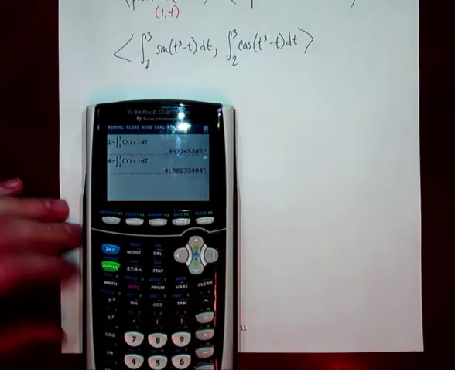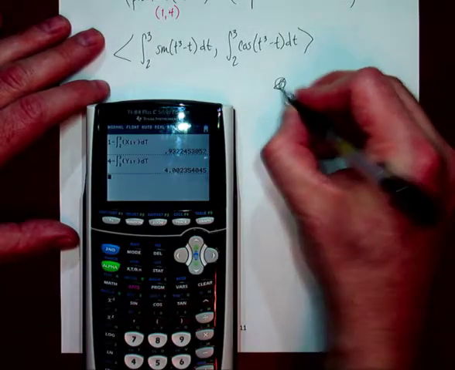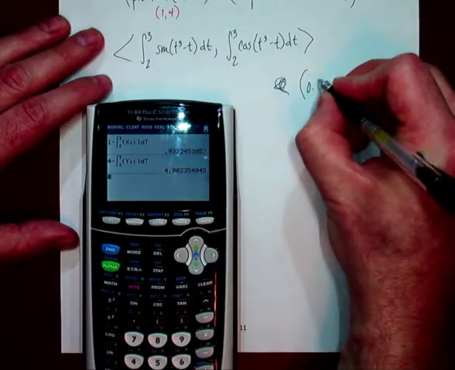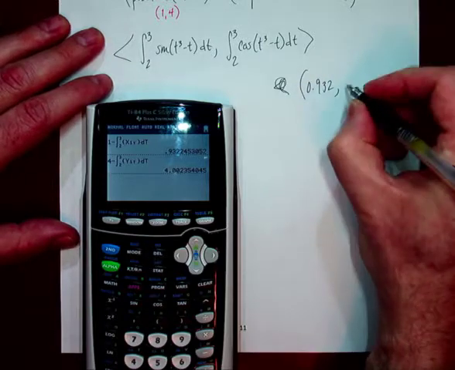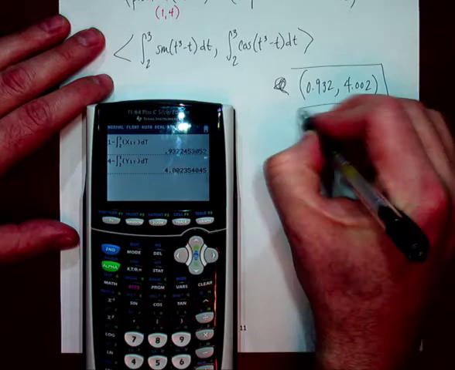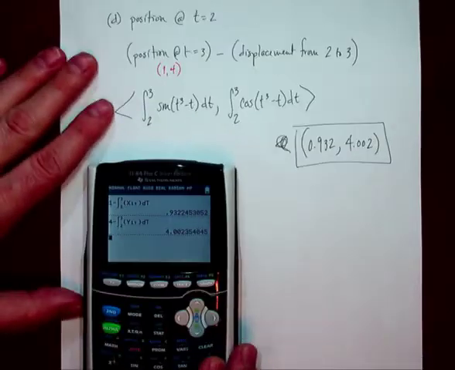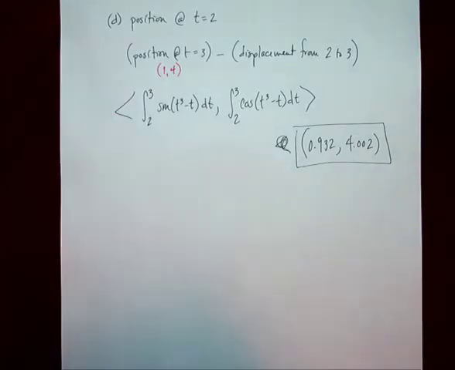And that should be my ordered pair. My ordered pair, not my vector, should be 0.932 and 4.002. And so it actually didn't travel very far from 1, 4, did it? Alrighty, let's look at one more before we adjourn and call it quits.